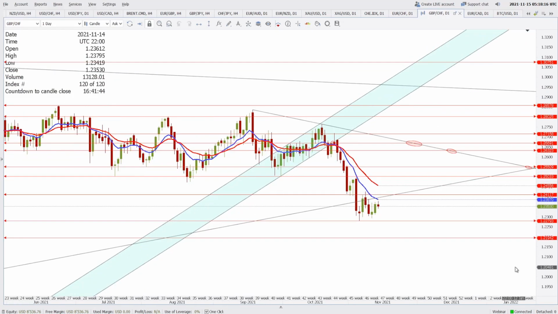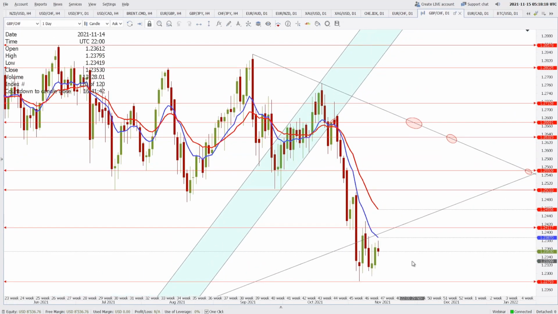GBPCHF is trading within the support and resistance of 1.2279 and 1.2411 respectively. Expect the price to consolidate here for some time before it makes its fresh move, which in the most probable scenario is going to be downward. So the next target for the price will be 1.2279 if it gets a rejection at around 1.2411 levels again.